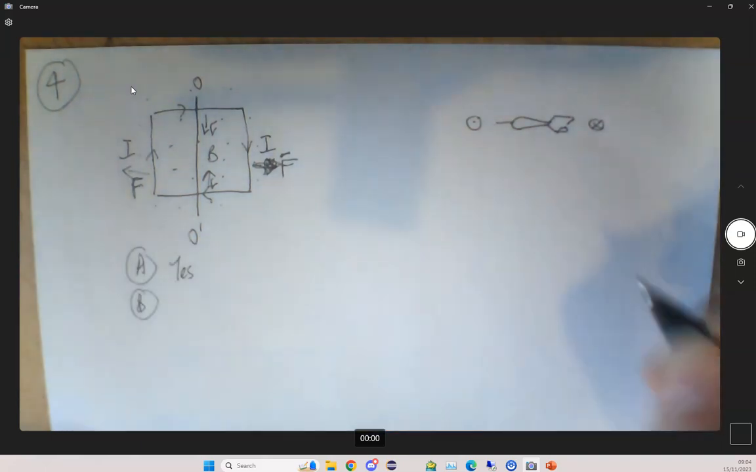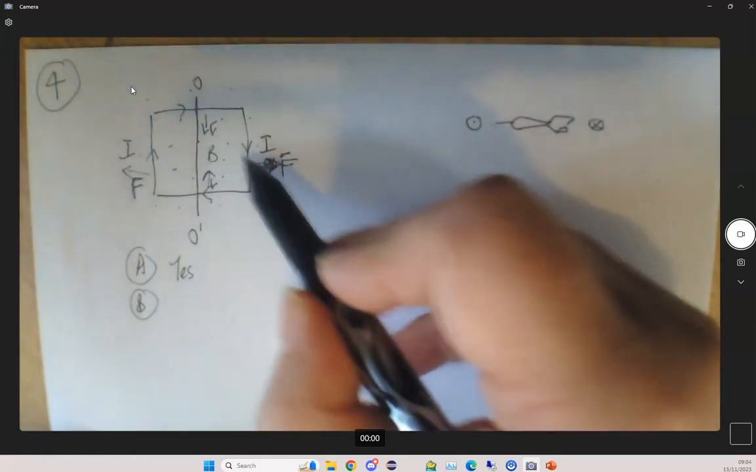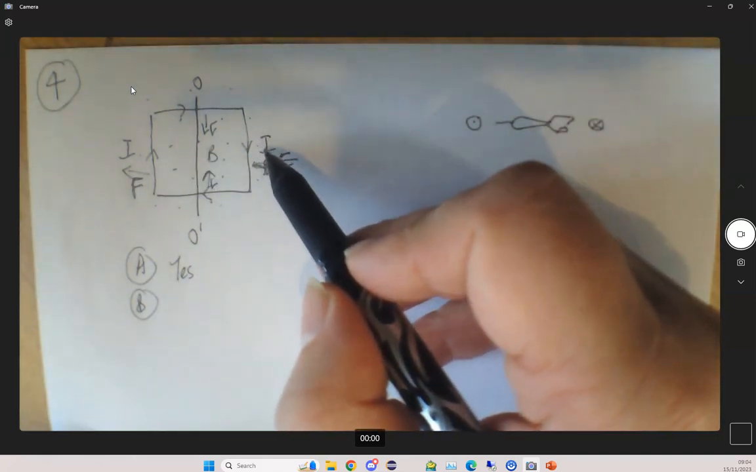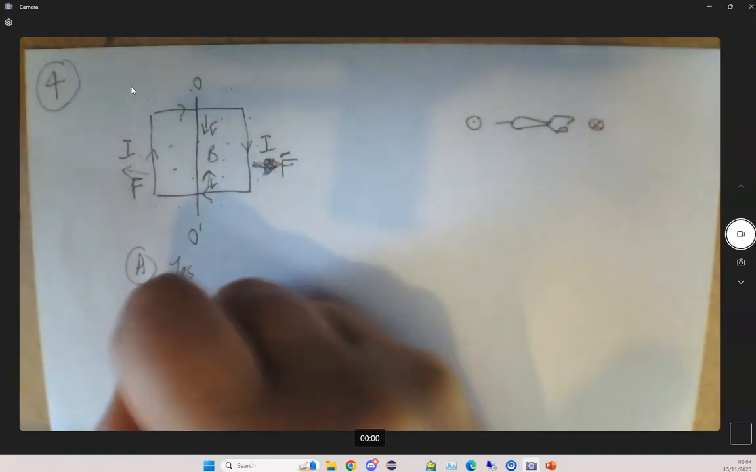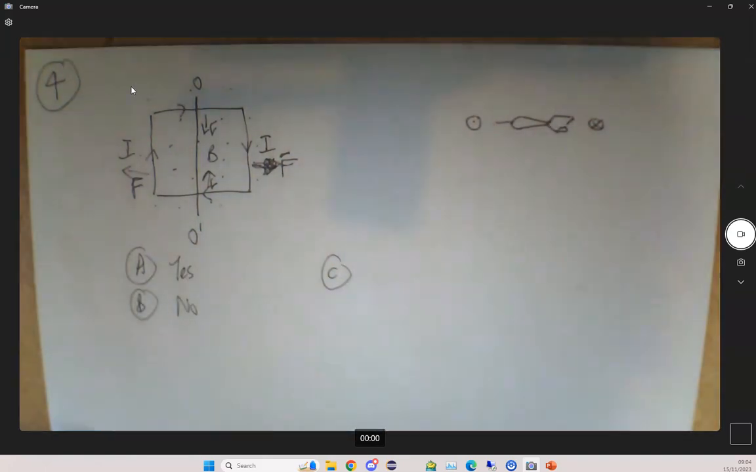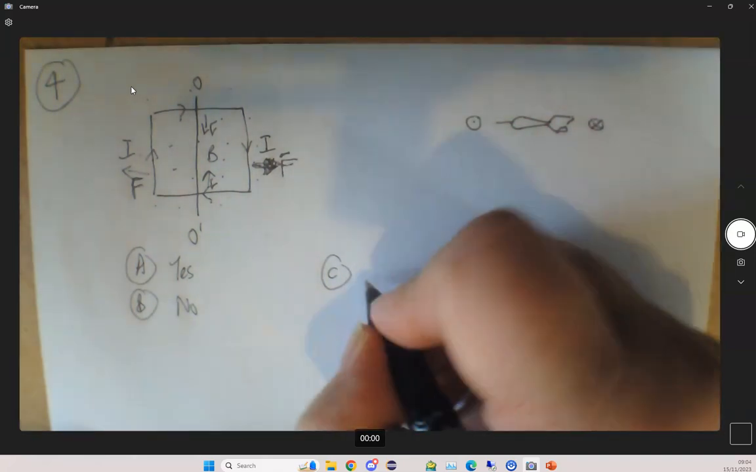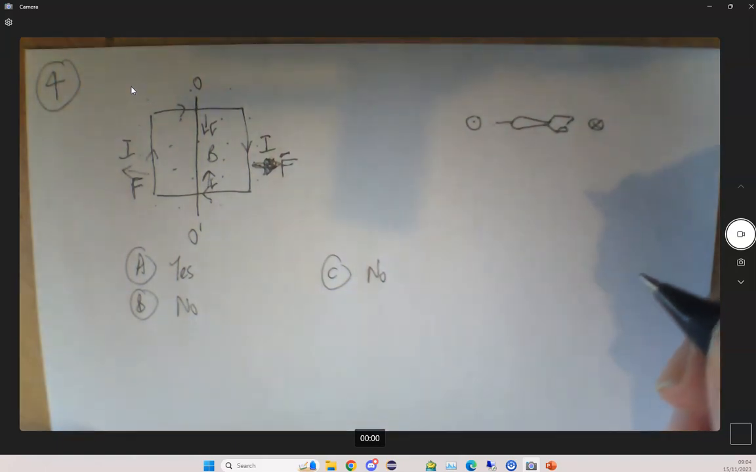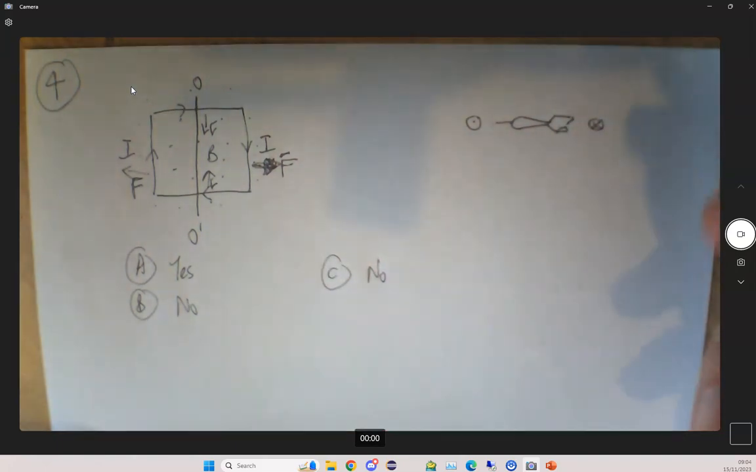B, a couple acts on the coil. No, because there's no turning force actually being applied, because these forces are acting horizontally. So B is no. C, no forces act on the horizontal sides of the coil. Well, that's no, because there are actually forces acting on the horizontal sides of the coil, because they're perpendicular to the magnetic field.